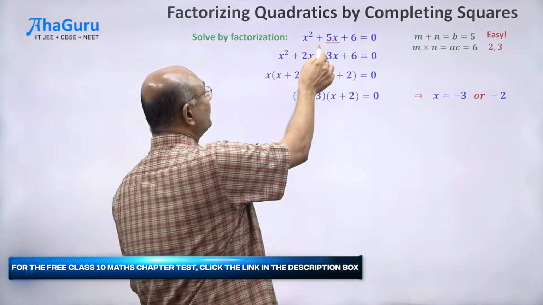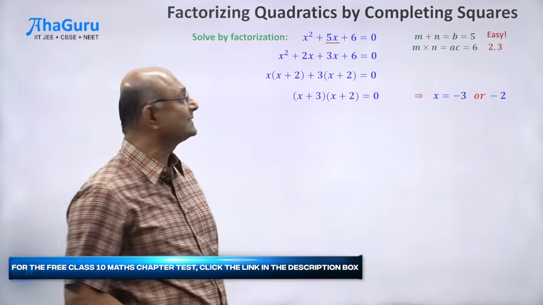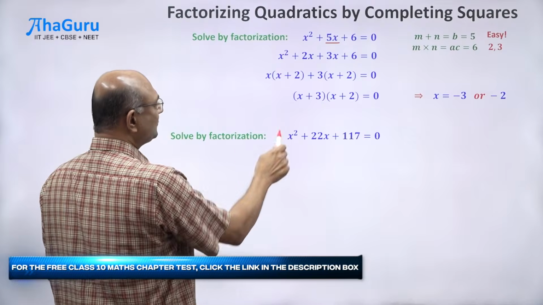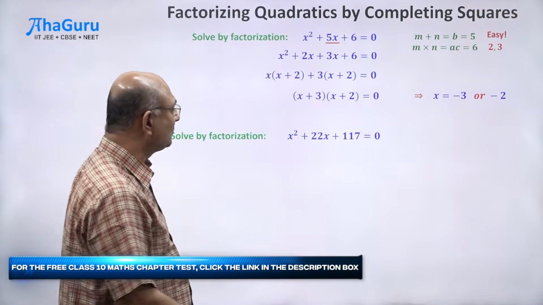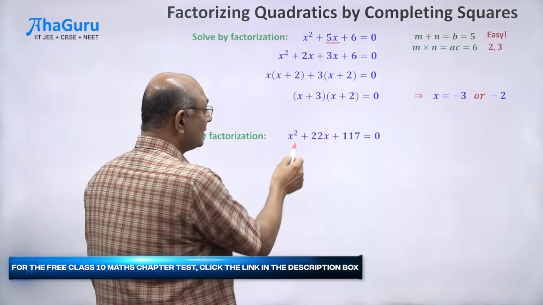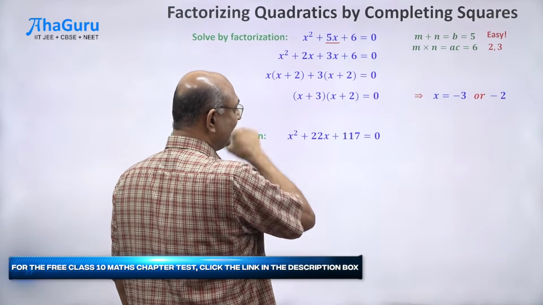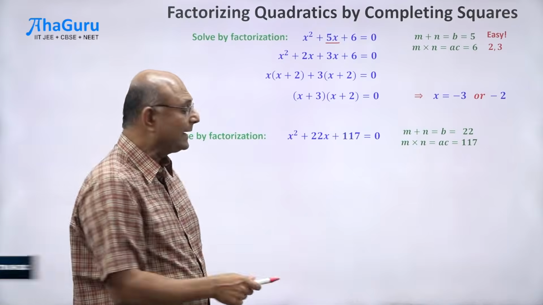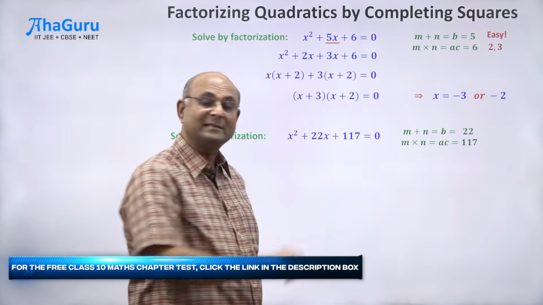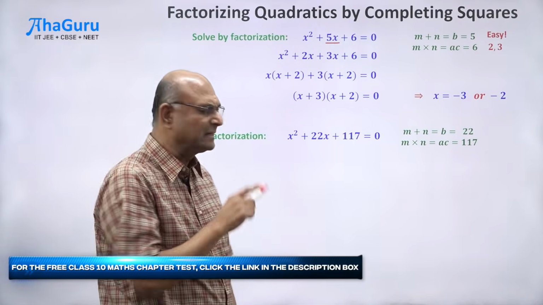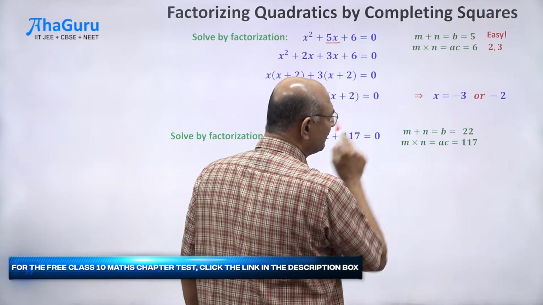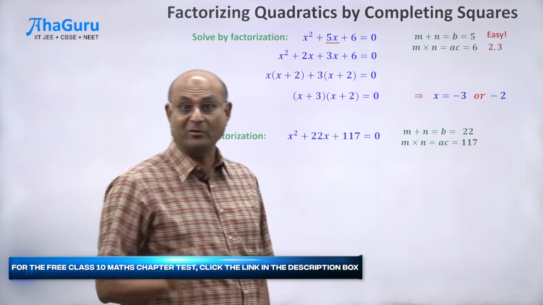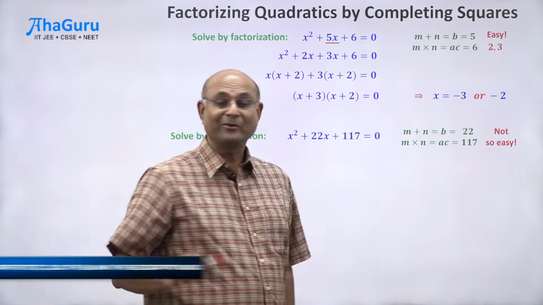Except in the exam, you won't get such simple numbers like 5x and 6 and so on, right? You will end up with something that looks like this: x squared plus 22x plus 117 equal to 0. So now 22x has to be split as mx and nx. So m plus n has to be 22 and m into n has to be 117, a into c. Can you now figure out what two numbers will add up to 22 and when you multiply you get 117? Not so easy, right? This is definitely not at all easy.